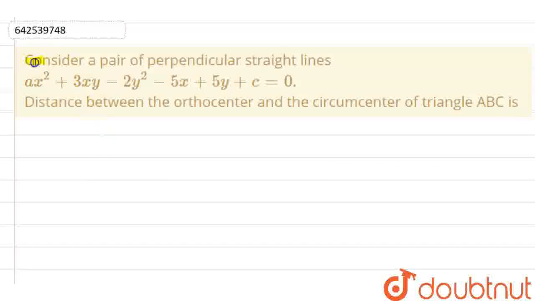Hello everyone, in this question we have consider a pair of perpendicular straight lines ax square plus 3xy minus 2y square minus 5x plus 5y plus c equals to 0, and the distance between the orthocenter and circumcenter of triangle ABC is what? So we need to find the distance between the orthocenter and circumcenter of a triangle ABC. So first of all we have to decode this pair of perpendicular straight lines.